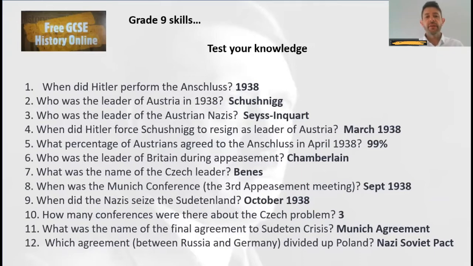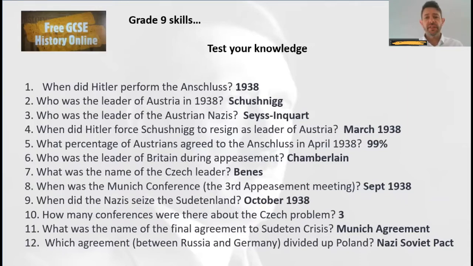And then question 3, who was leader of the Austrian Nazis? Well, Seyss-Inquart. He was the guy who was given the leadership of Austria after Schuschnigg met with Hitler. And he was then the one who requested that Hitler's German forces invade to save Austria from disaster. When did Hitler force Schuschnigg to resign? So March 1938, we've been talking about it being March the 11th.